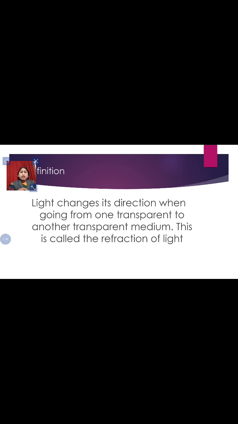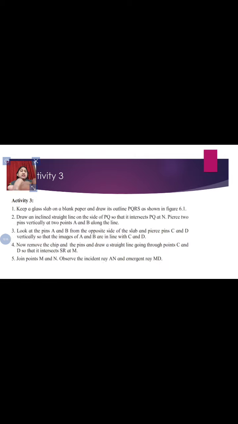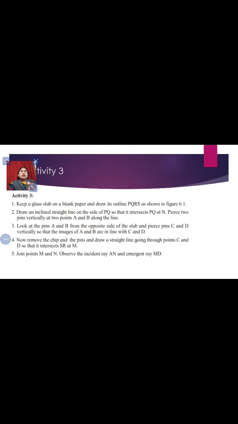Okay, understood? See again, the definition. Light changes its direction when going from one transparent medium to another transparent medium. This is called refraction of light. Okay, understood the definition of refraction of light? Then I will take here the third activity, which is given in the textbook. Which is this activity?